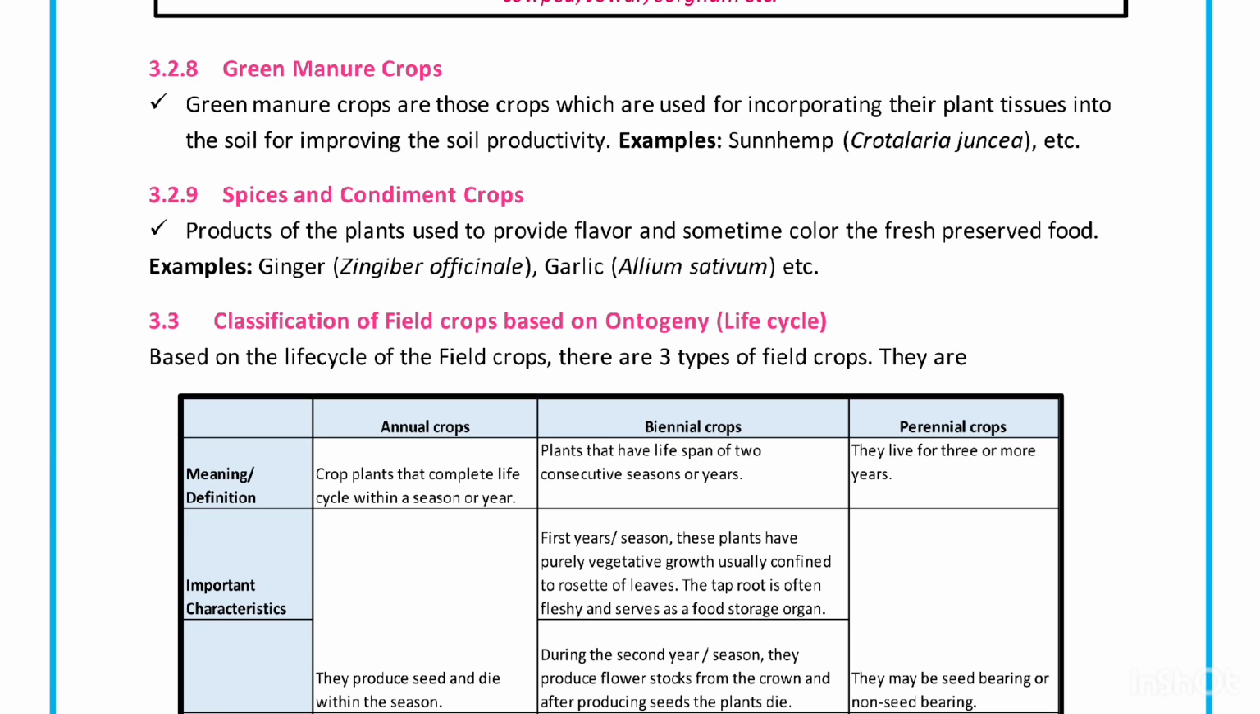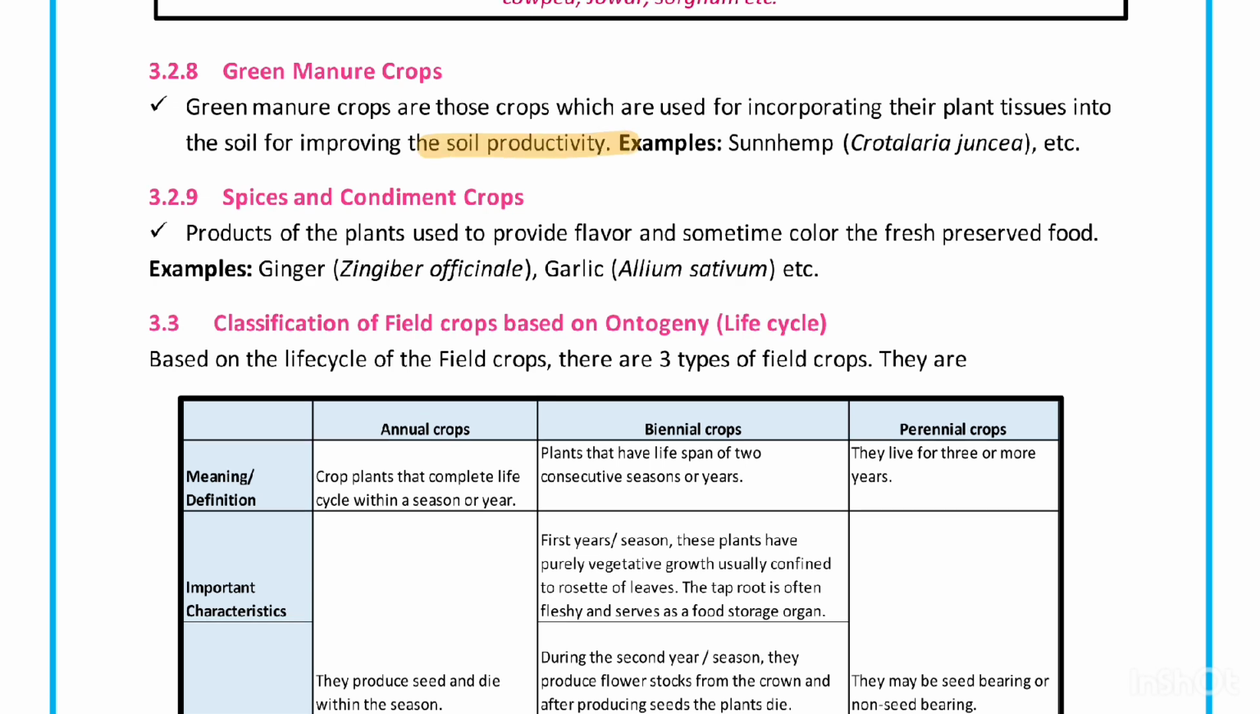Next one is green manure crops. Green manure crops are incorporated into the soil for improving the soil productivity. Okay, what is meant by soil productivity? As we discussed about legume crops, they have their own ability to fix atmospheric nitrogen in their roots, and hence it improves the soil nitrogen content. Now, there are a few other crops which are rich in nutrients and help in improving the soil fertility.